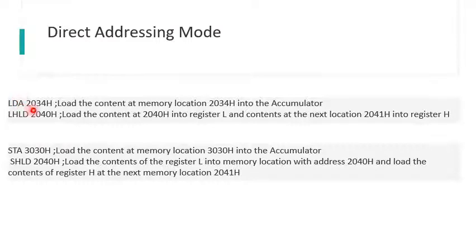In order to understand the second line in the example better using the analogy of warehouses, this instruction can be imagined as telling the microprocessor, hey, I am giving this address 2040 to you. Go to the warehouse at this address. Pick the content stored there and load it into the warehouse with the name L, that is register L. After that, go to the next address 2041 and transfer its content to register H. Here are some more examples to understand the direct addressing mode.